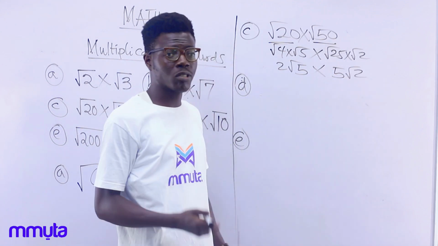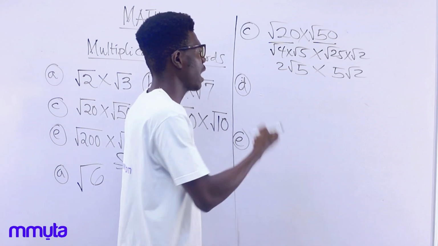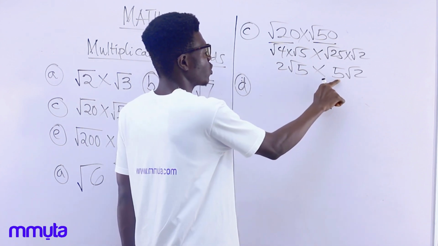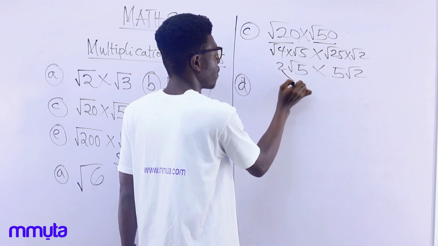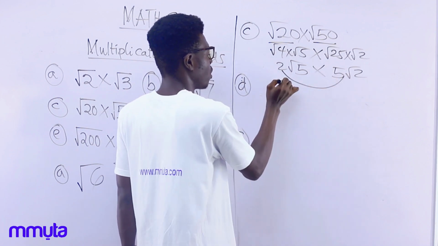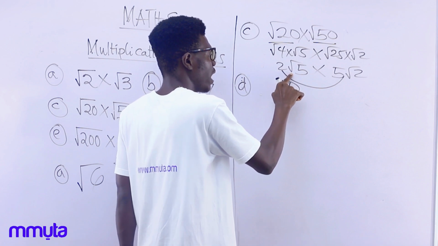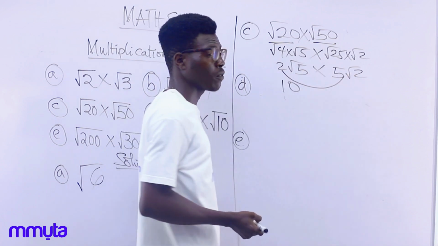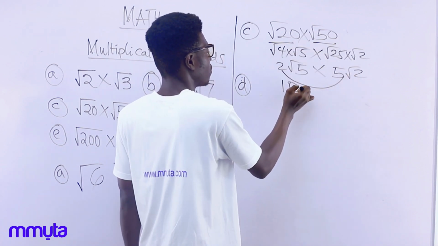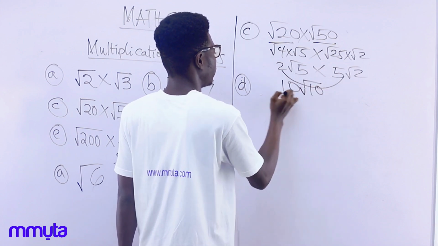Of course, we know that multiplication is commutative. So this 2 is going to multiply this 5, and we have 2 times 5 to give us 10. Then root 5 times root 2 is going to give us root 10. So the answer to this becomes 10 root 10.